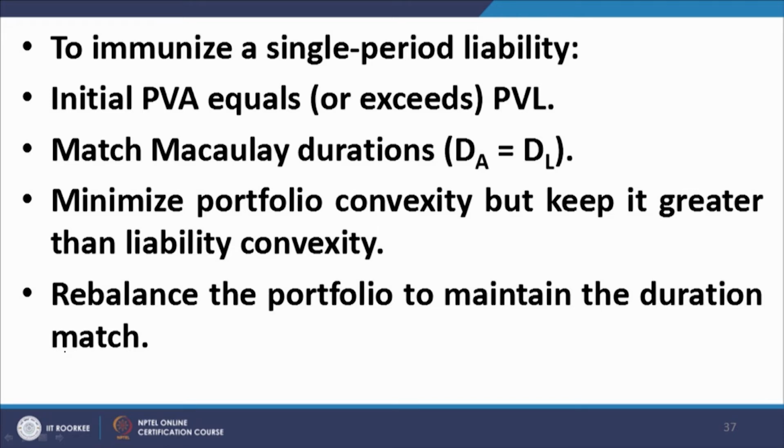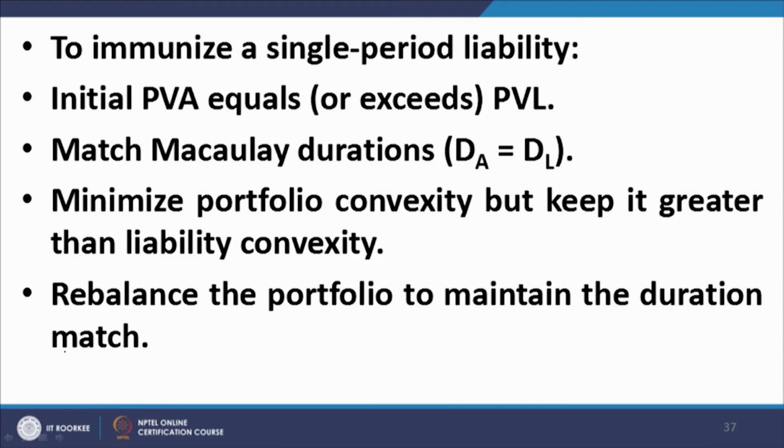Match Macaulay's duration, minimize portfolio convexity, but keep it positive, keep it greater than the liability convexity. The net convexity of the immunized combination should be positive. In other words, the convexity of the assets should exceed the convexity of the liabilities. Lesser the convexity, subject to this condition of being positive for the immunized portfolio in totality, lesser would be the variability, lesser would be the dispersion. Higher the convexity, higher the variation, but higher is also the positive impact on the changes in prices.